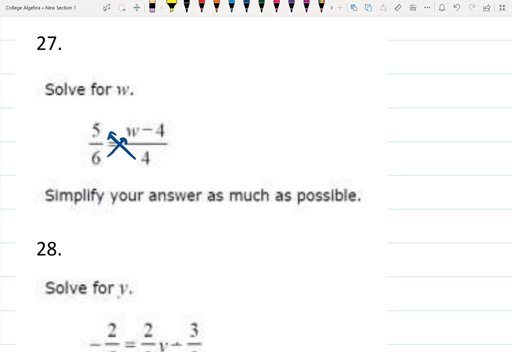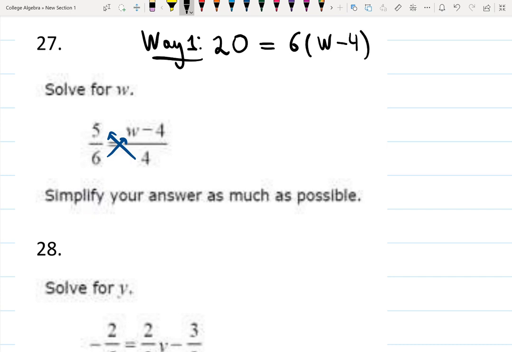Let's try the second way. The second way is the cross product. 5 times 4, so I will do way 1 and see which way is faster. 5 times 4 is 20 equals 6 times w minus 4.